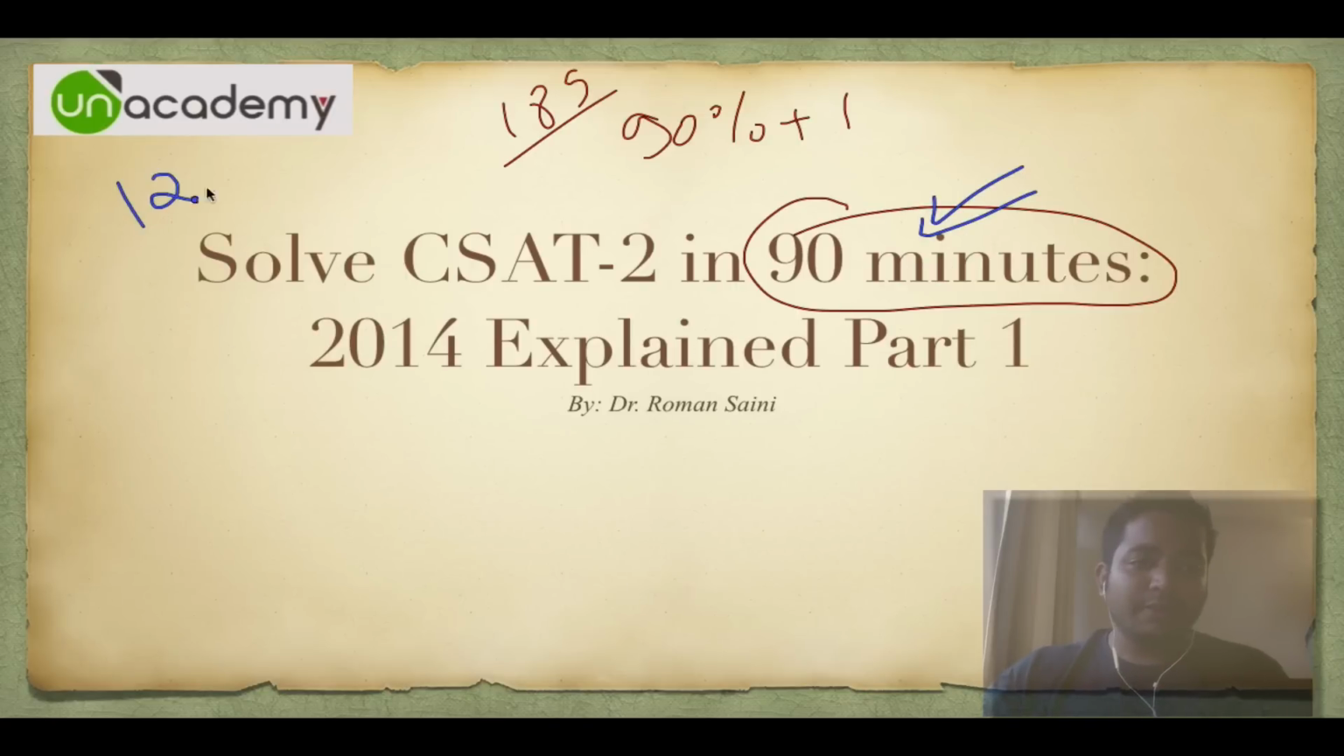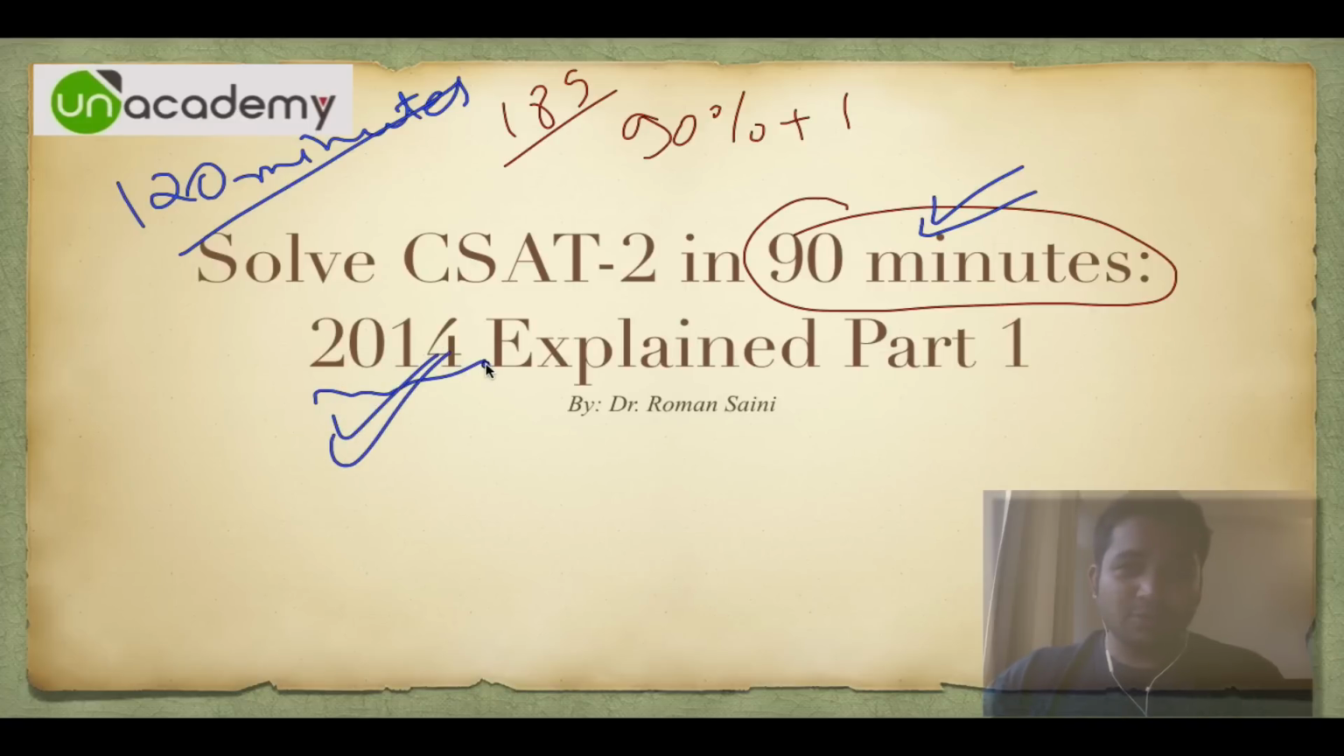See, you will be getting 120 minutes next year. The same pattern will be there, more or less 80 questions will come. But I'll be tackling the 2014 paper. I'll share what actually goes on in my mind while I've just solved it once. I'll go through and let you know what goes through the mind of an aspirant as he's appearing for the CSAT Part 2 paper.